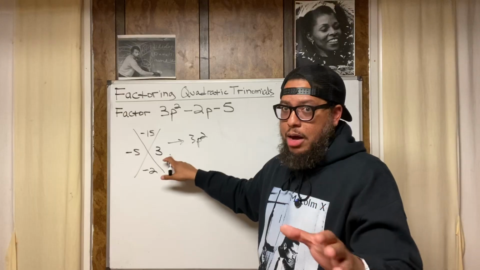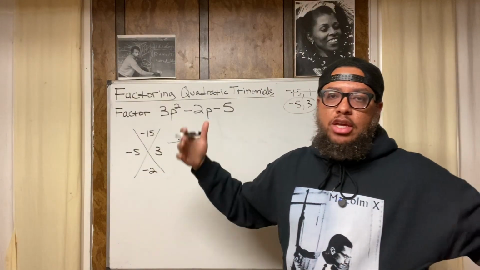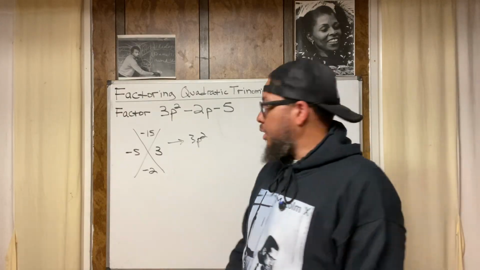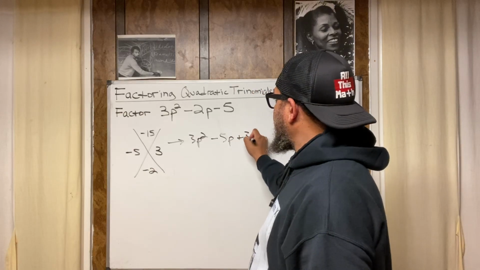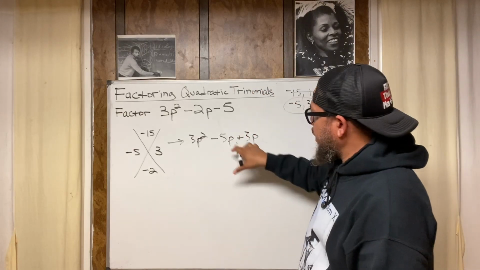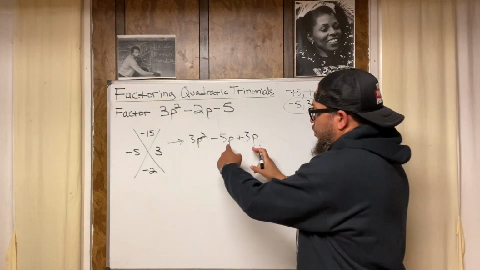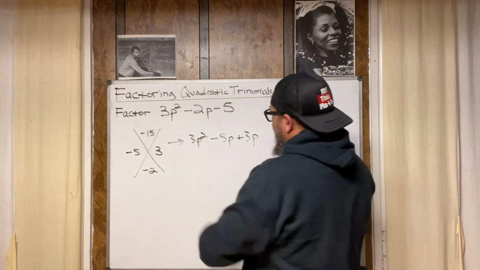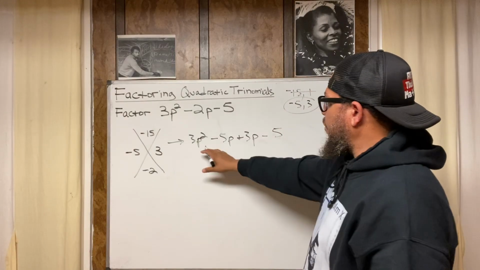Think about it. Negative 2 is the same thing as negative 5 plus 3. So I'm writing the equivalent expression. I'm just stretching it out into 4 terms, basically. So now I got minus 5p plus 3p. Notice how this, negative 5p plus 3p, is the same thing as minus 2p. And then I got minus 5 right here. So now I got 4 terms.